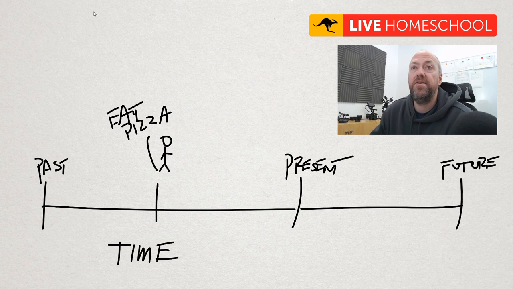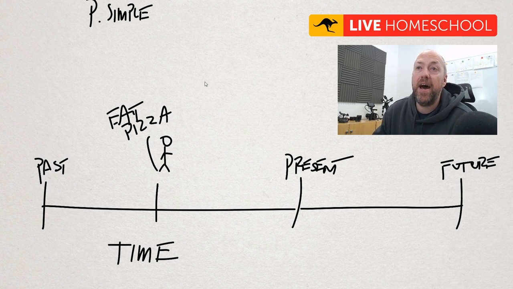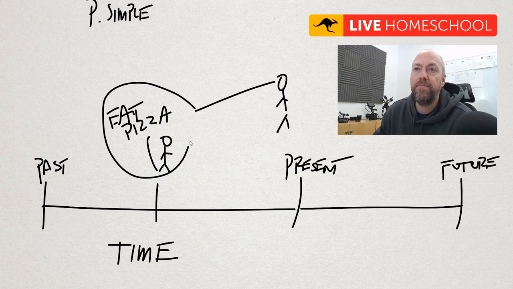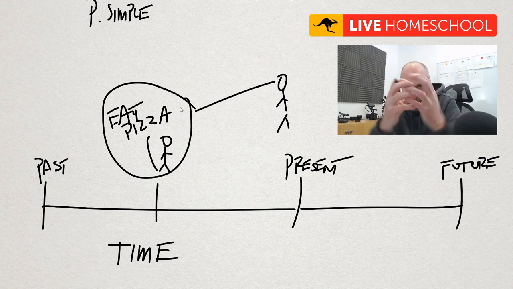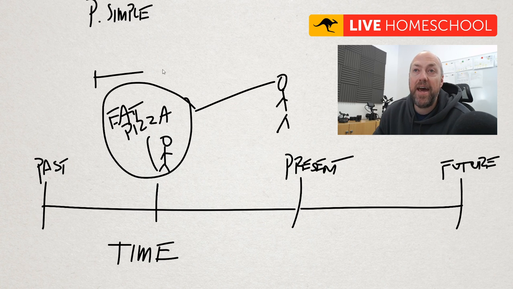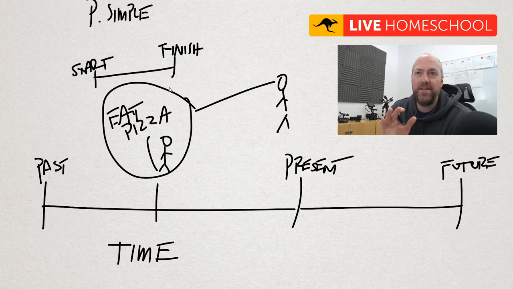So, past simple. The perspective is that we are standing here, I'm trying to draw inside the box, and we're looking at this event, as an isolated moment in the past. Like this, boom. Here it is, this event. And this event has a start and a finish. This past simple event has a start and a finish, and it's isolated in the past.